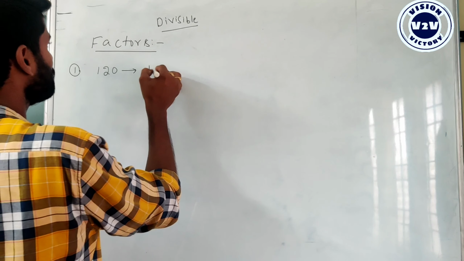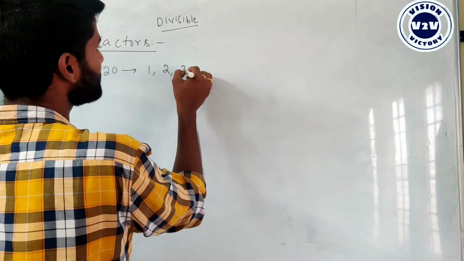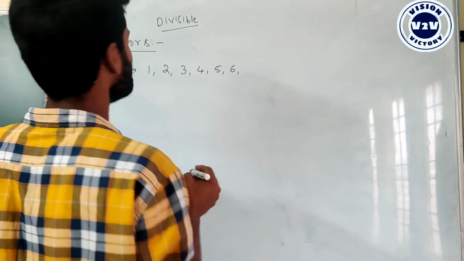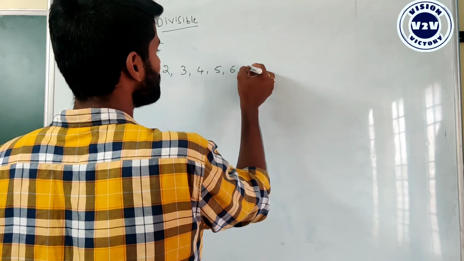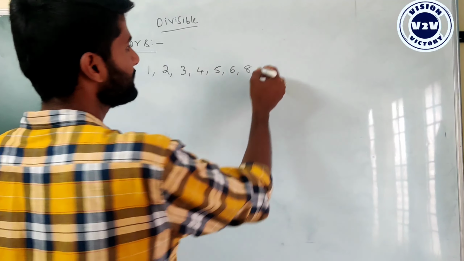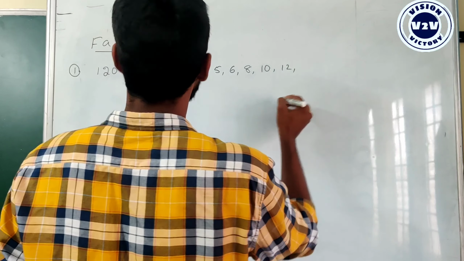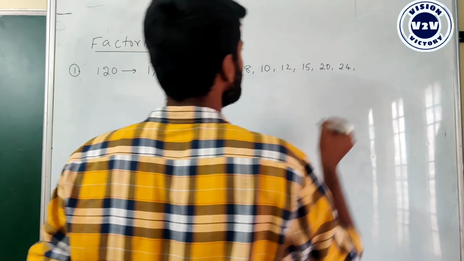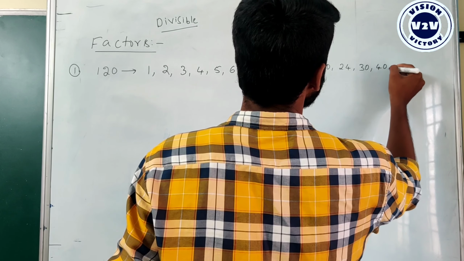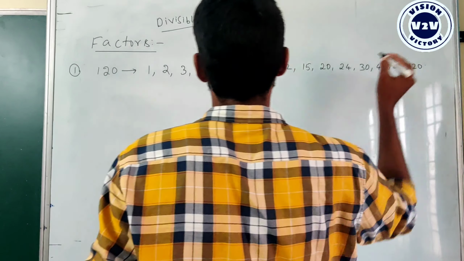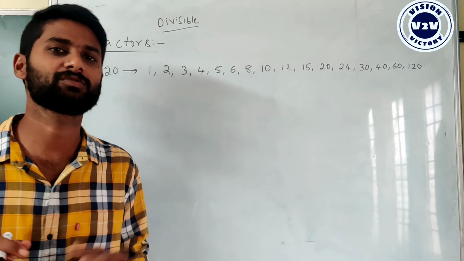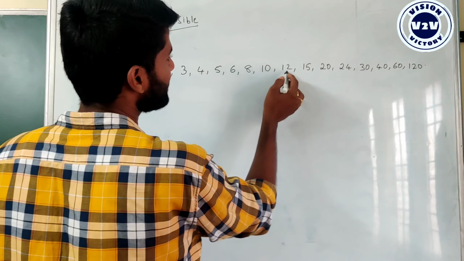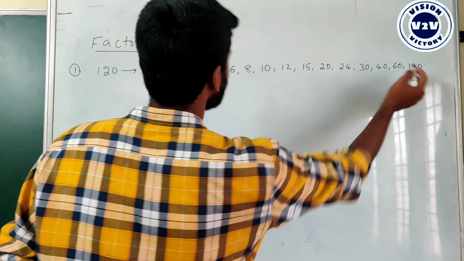So 1 divides exactly, then 2, 3, 4, 5 (5 24s), 6 (6 20s), and 7 is not divisible. 8 15s are 120, 10 12s, and 15 8s are 120. Then 30, 40, 60 and 120. These are the numbers exactly dividing 120. Count them: 1, 2, 3, 4, 5, 6, 7, 8, 9, 10, 11, 12, 13, 14, 15 and 16.